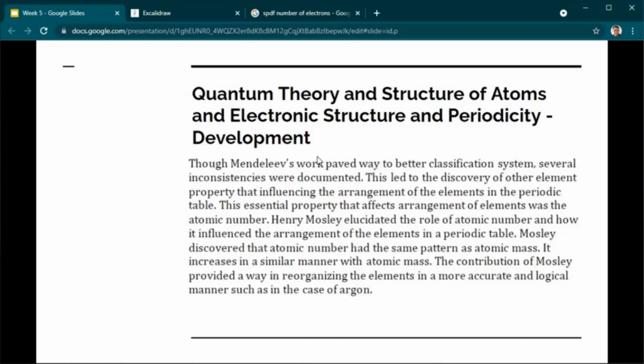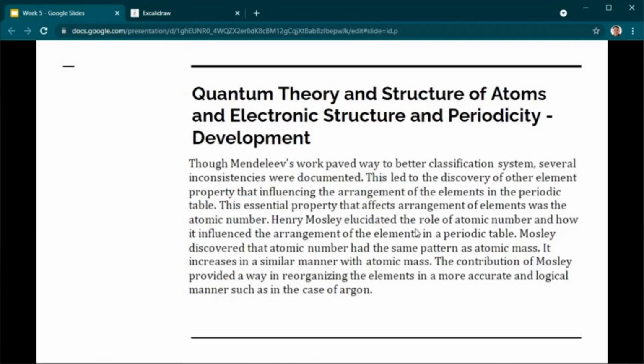Though Mendeleev's work paved the way to a better classification system, several inconsistencies were documented. This led to the discovery of another element property that influences the arrangement of the elements in the periodic table. This essential property that affects arrangement of elements was the atomic number.